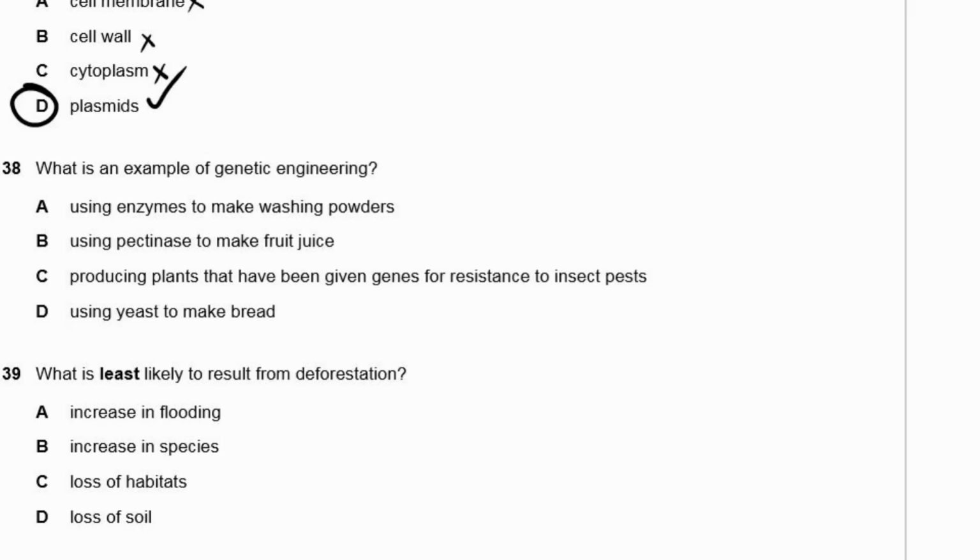Question 38. What is an example of genetic engineering? Is it using enzymes to make washing powders? Nope, that's not genetic engineering. Is it using pectinase to make fruit juice? Nope, that's just using an enzyme to dissolve the pectin in the fruit juice to make it clear. Is it producing plants that have been given genes for resistance to insect pests? Yes, it's inserting one gene into another organism that isn't the same. Okay, so it would be C. Is it using yeast to make bread? No, that's fermentation.